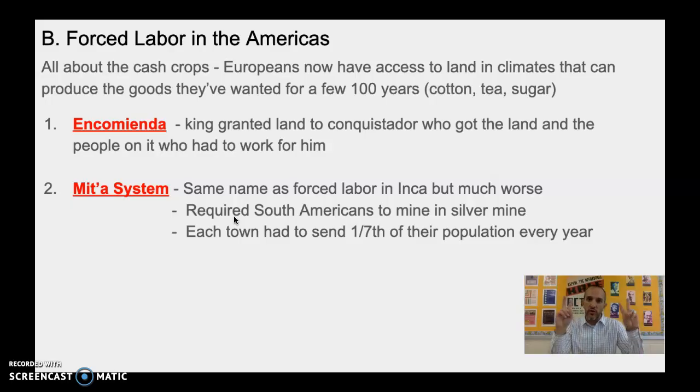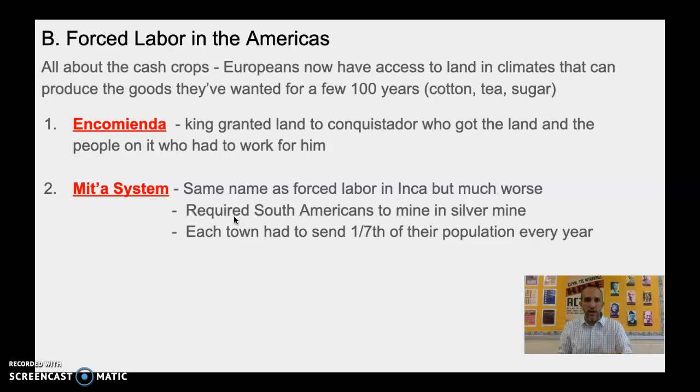They're going to use the term Mita because they're going to take the Incan term for it. Under the Inca Empire, it was really just a system where you were trying to benefit the empire as a whole, building roads, building schools, public works. This is much more, you're going to mine silver for the Spanish so the Spanish can buy Chinese goods, essentially. Each town has to send 1/7 of their population every year. So over the course of 7 years, everyone essentially would have to go and mine.